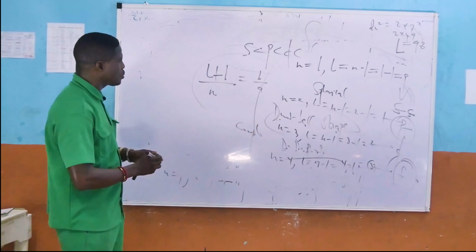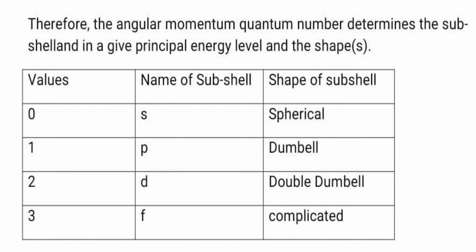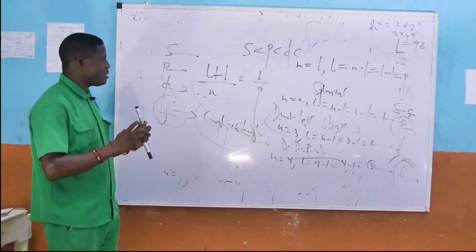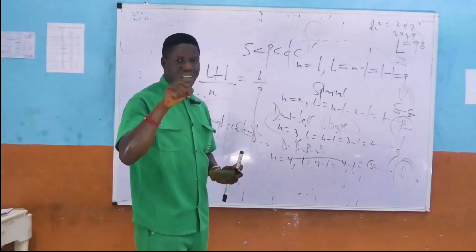And these atomic orbitals in summary are the s orbital, known as the sharp orbital, which is spherical in shape. You have the p orbital, known as the principal atomic orbital, which is dumbbell in shape. Then you have the d orbital, otherwise known as the diffuse atomic orbital, which is double dumbbell shape. And of course, you have the f atomic orbital, alternatively called the fundamental atomic orbital, which is complicated in shape. I think with this, I have come to the end of all you need to know concerning the azimuthal quantum number.